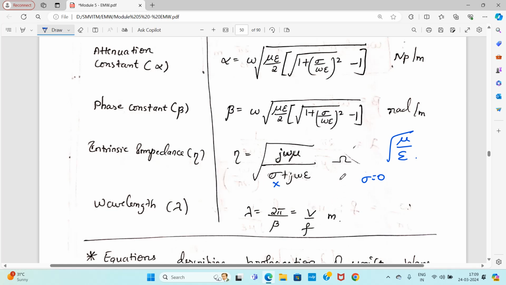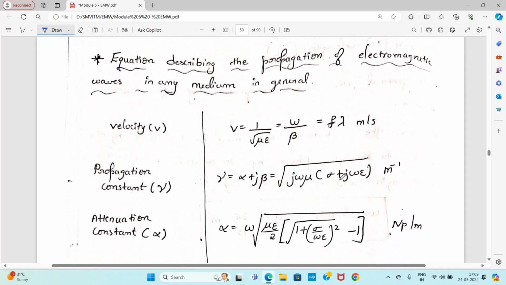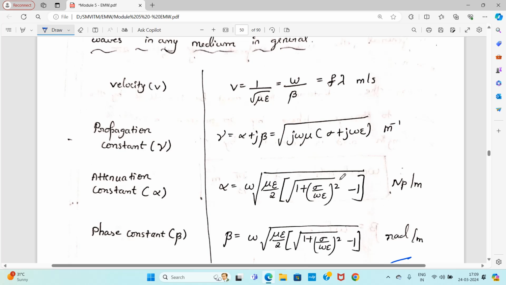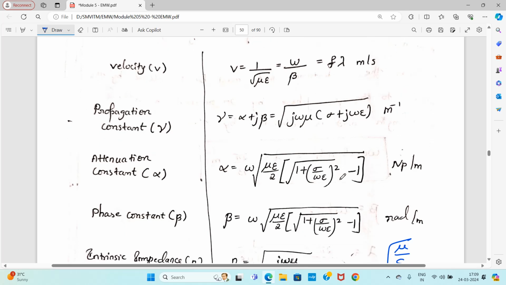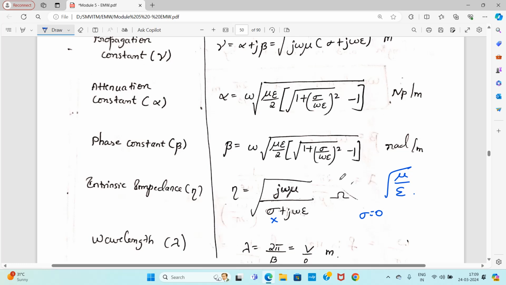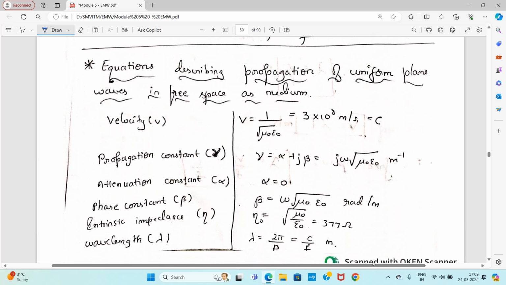Okay, so these general equations are very important because you have problems based on this. Right, so 6 parameters. Most of the problems they have asked to calculate these 6 parameters only for different mediums. Okay, it can be free space, it can be dielectric, or it can be a conductor. So these 6 equations you need to know, very important. Similarly, you have a table for the remaining 2 mediums. Okay, so this is the general medium equation. Here you have free space.